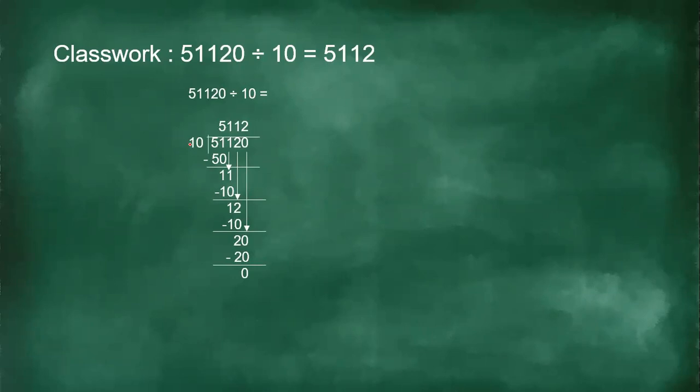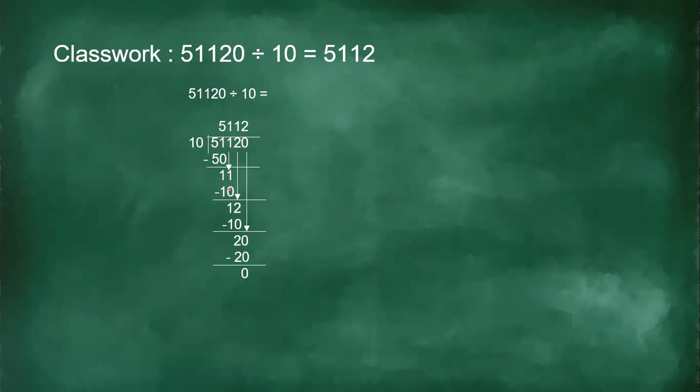So then I minus it by 0. Then I bring down the 1, and then I got 51. And then 50 is the nearest one to 51 in the 10 times table. So then I put 5, because 50 is 5 in the 10 times table. And then I minus it. And then 51 minus 50 equals 1. Then I bring down a 1. And then I minus it by 10.